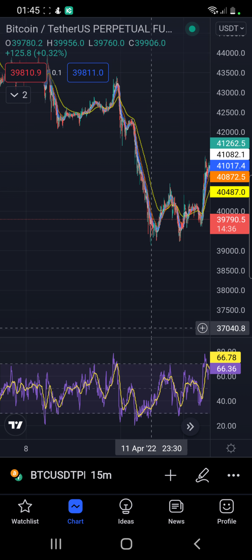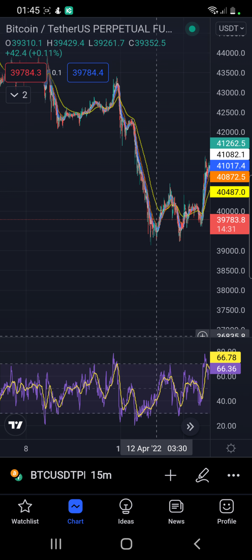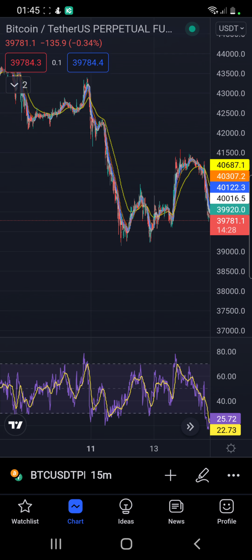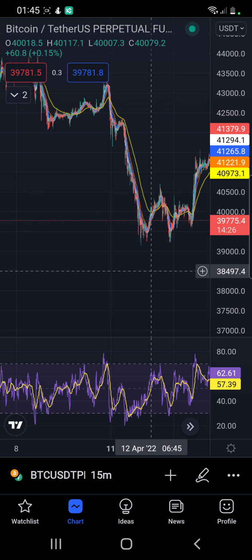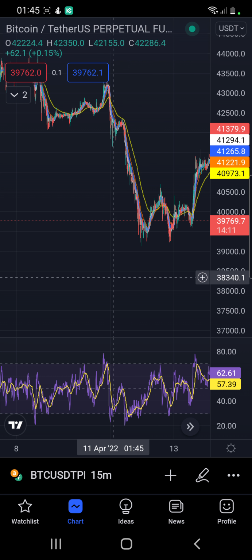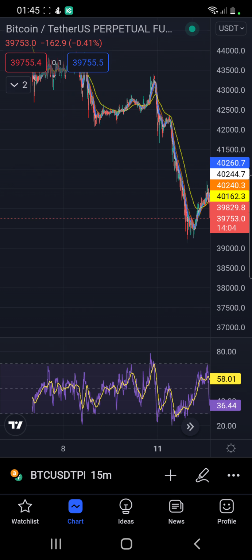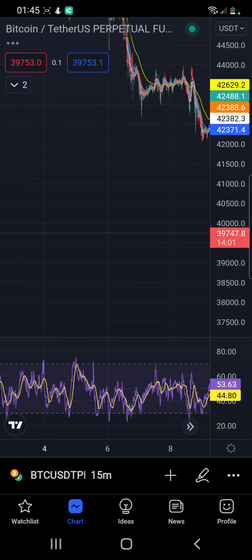So over here, let's have a look. You can see it is all below the 30 line. That means it has been oversold. So from here, it will go up. And from here, it has gone up. Yeah. So let's see some more examples at the back.